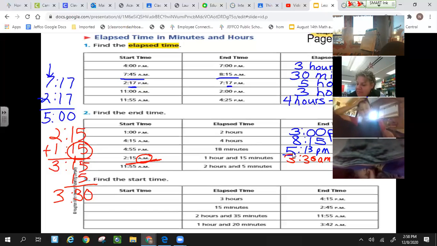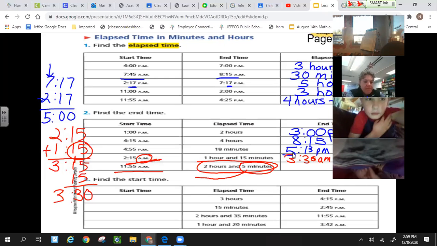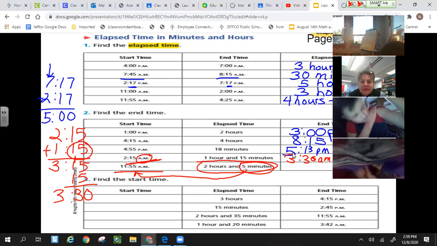All right, let's try one more for finding the end time. Then we're going to see if we can go backwards and find the start time. So if it's 11:55 a.m., you guys better be in bed. I'm trying to think, maybe you're counting sheep. And you are going to count sheep for 2 hours and 5 minutes. I'm sorry, that sounds horrible. I want to show you a little trick. Look at this 5 minutes. What time would you be done counting sheep? If it's 11:55 and we have 5 minutes here, what can we do to make this nice and easy?